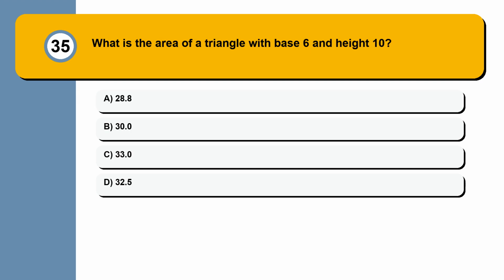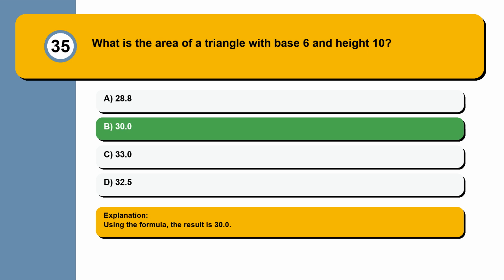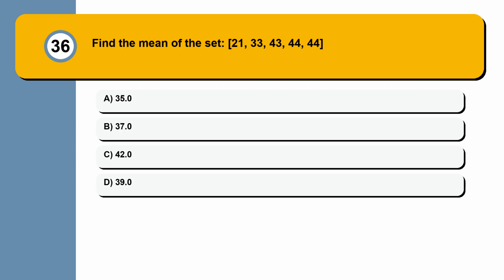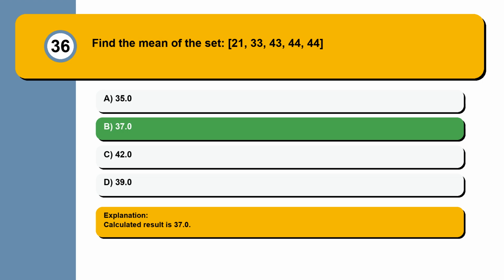Question 35. What is the area of a triangle with base 6 and height 10? 28.8, 30.0, 33.0, 32.5. Using the formula, the result is 30.0. Question 36. Find the mean of the set 21, 33, 43, 44, 44. 35.0, 37.0, 42.0, 39.0. Calculated result is 37.0. Question 37.